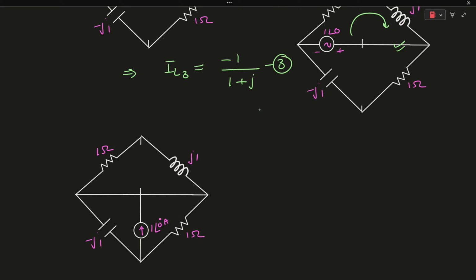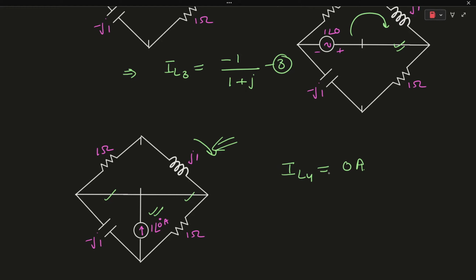Again applying the superposition principle, now considering this current source and short circuiting the remaining voltage sources, from this diagram we can clearly see that the current flowing through this inductor, IL4, will be equal to 0 amperes.